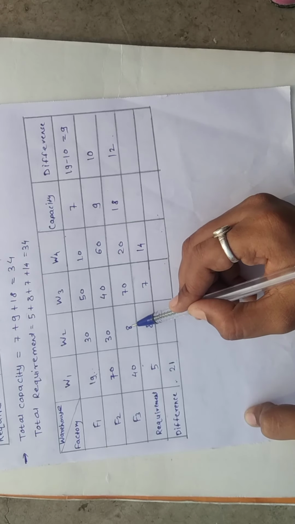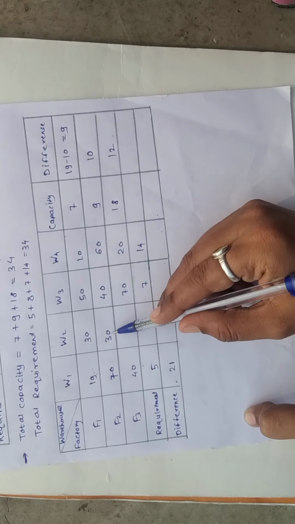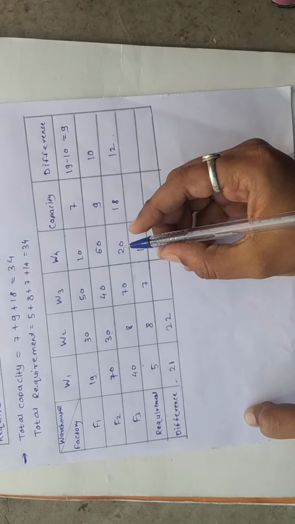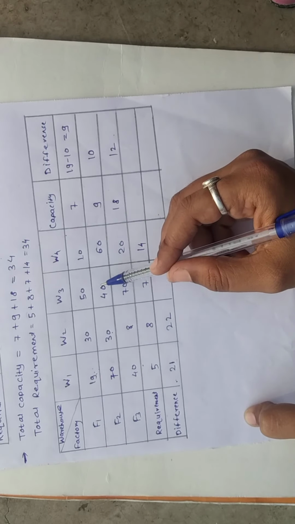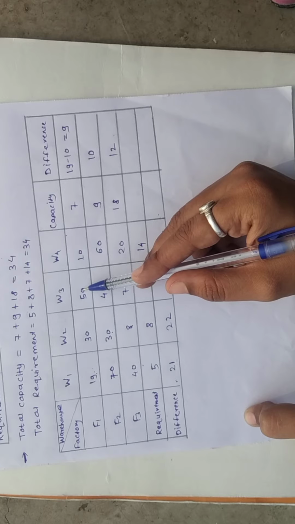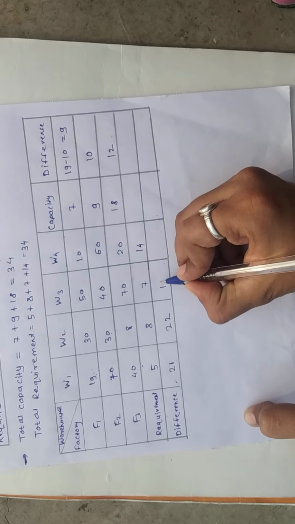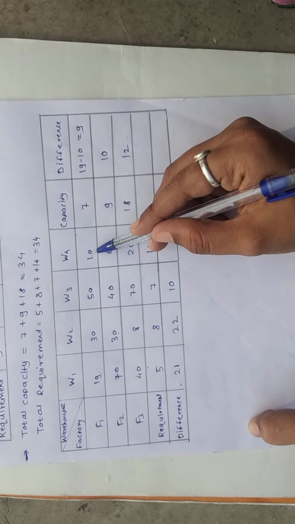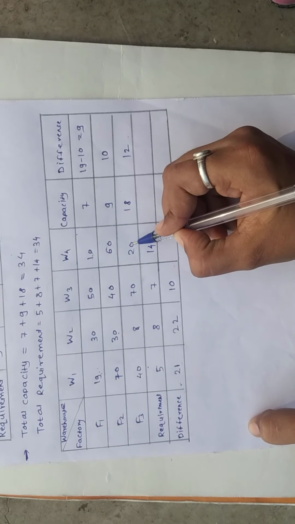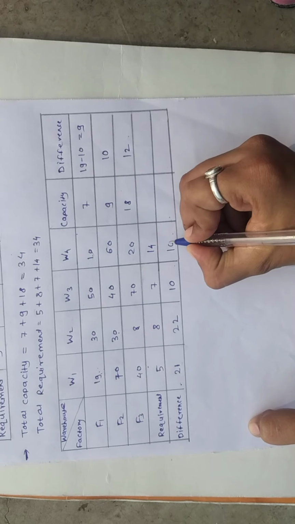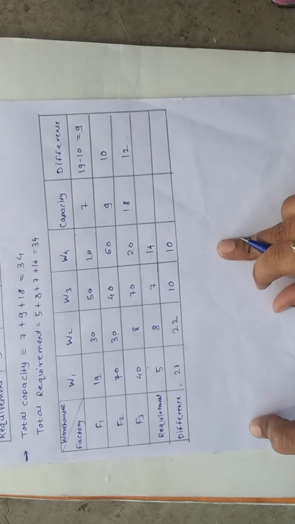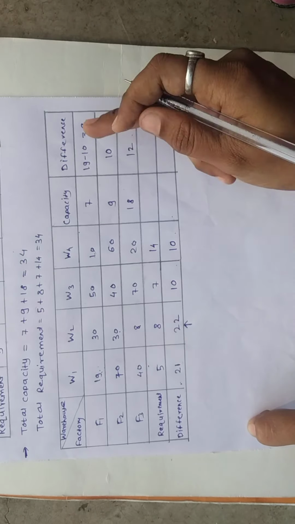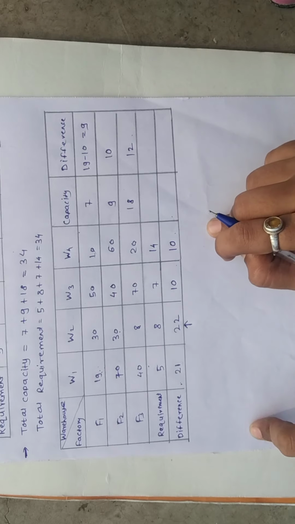Here the smallest cost is 8 and the second smallest cost is 30. So their difference is 22. Here the smallest cost is 40 and the second smallest cost is 50. So their difference is 10. Here also the smallest cost is 10 and the second smallest cost is 20. So their difference is 10. Now select the maximum difference among row and column differences.